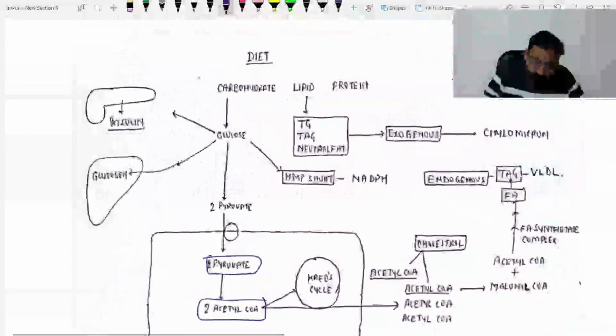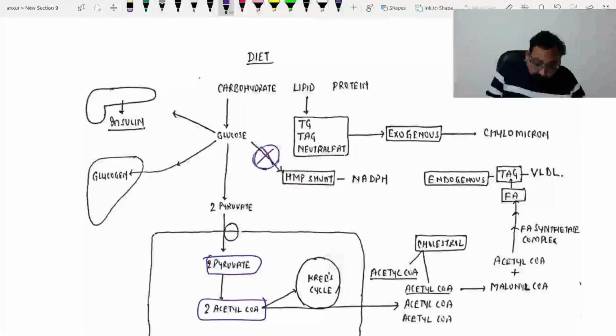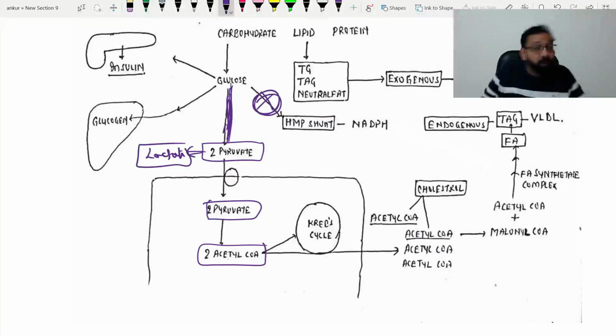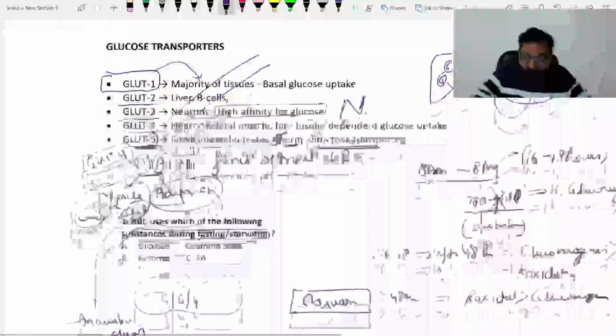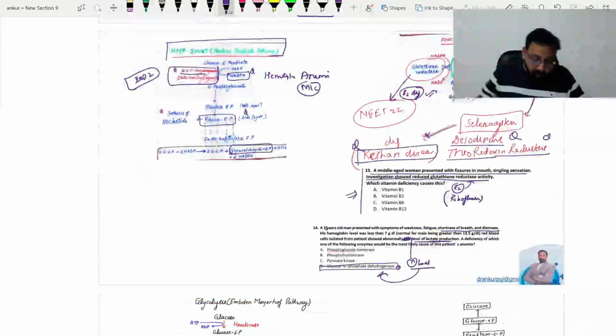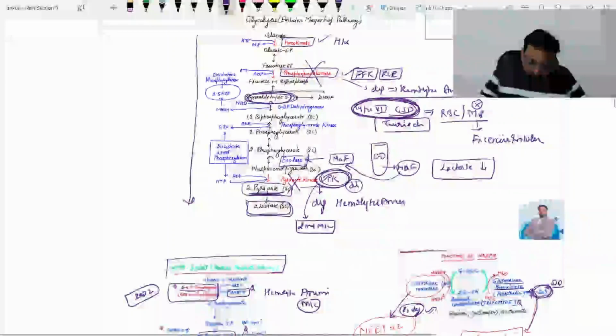In G6PD deficiency, what would happen if G6PD is deficient? HMP shunt would not occur. If HMP shunt does not occur, more and more glucose in RBC will go to glycolysis and will produce lactate. You know, in RBC there is no aerobic glycolysis, only and only anaerobic glycolysis. So if in RBC HMP shunt is not occurring, more and more glucose will produce lactate, better to say increased lactate in RBC. Okay, so if high lactate level, then G6PD deficiency. So this is about HMP shunt. Glycolysis questions are asked.